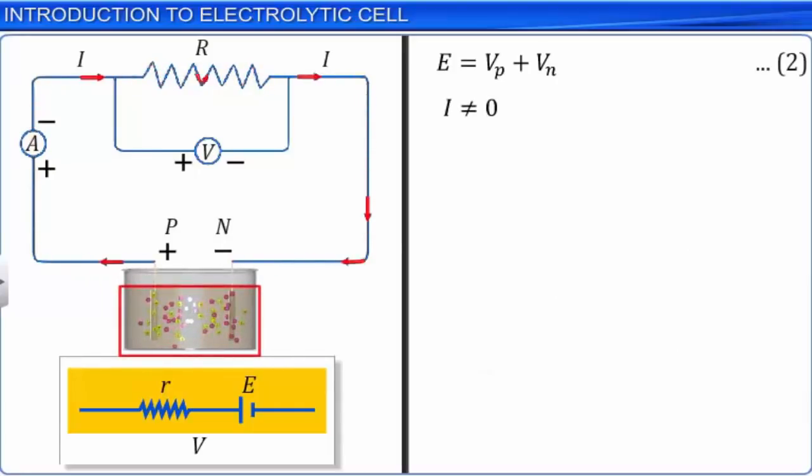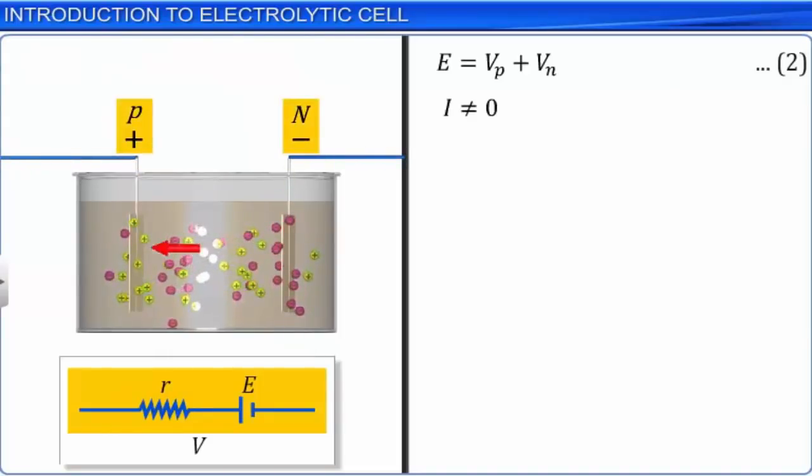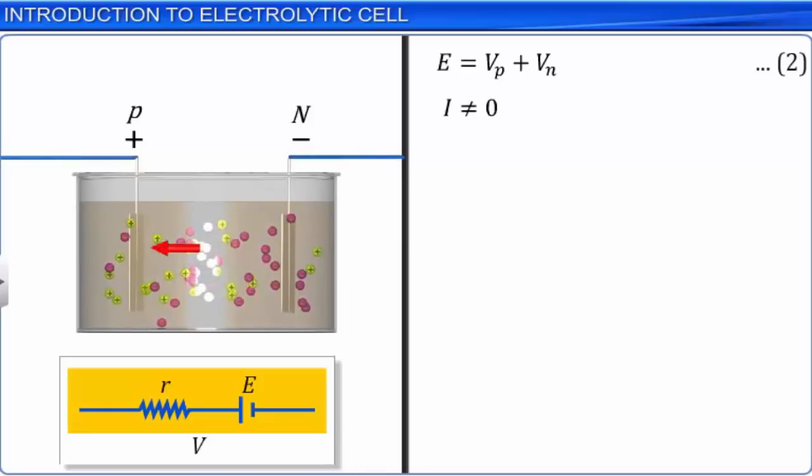As I is not equal to 0, I also has to pass through the electrolyte to maintain a continuous flow of charge. The electrolyte has a finite resistance r, called the internal resistance of the cell. According to convention, the current from P to N through the circuit is positive. As the current I in the electrolyte is from N to P, the current through the electrolyte is taken as negative.